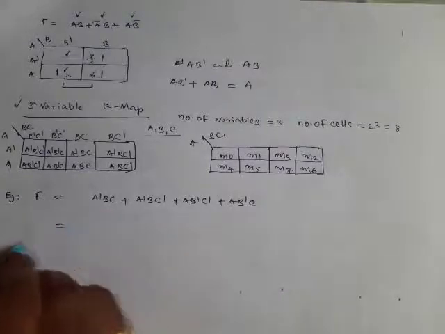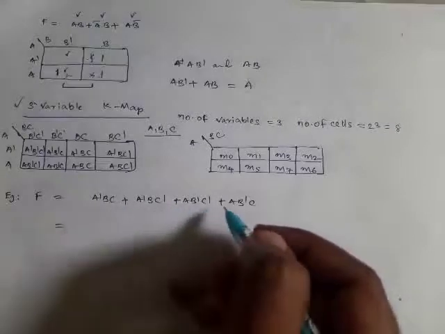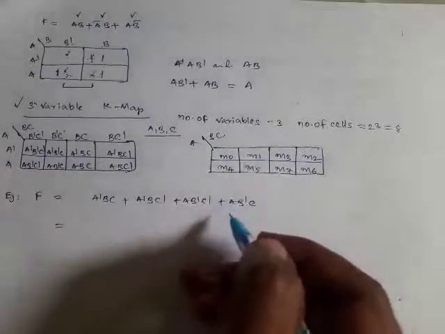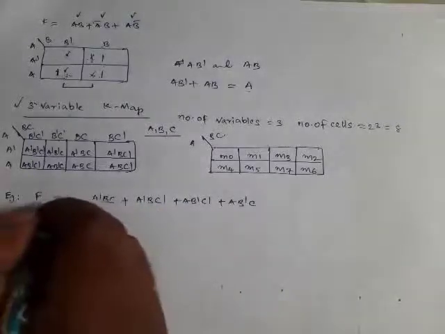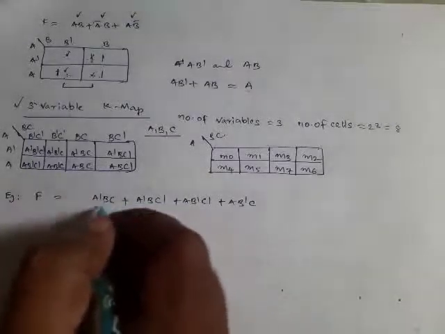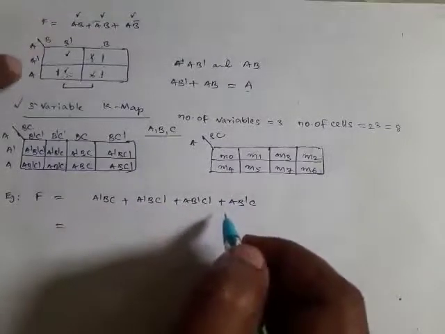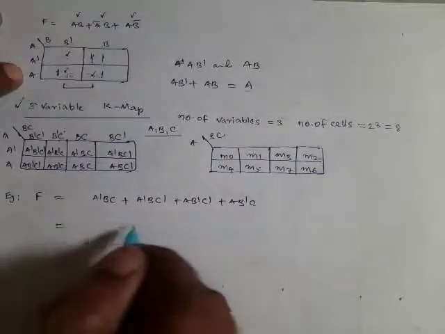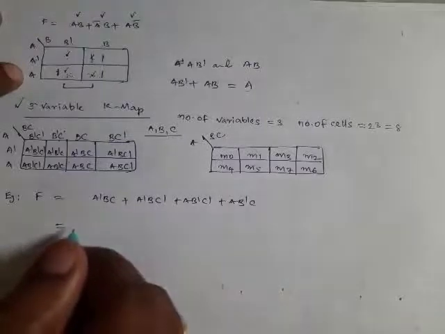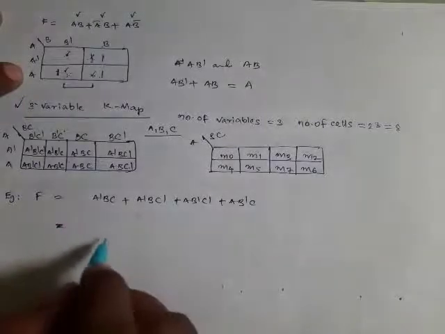So here you can see that the function is expressed as a standard sum of products. Each product term is actually a minterm, and the function is of 3 variables. So we are directly given the function already in standard sum of products, so you can directly enter the function into the K-map. So for this I draw the K-map.